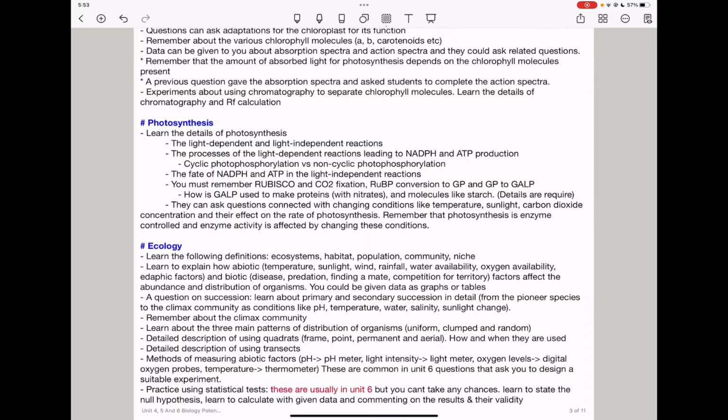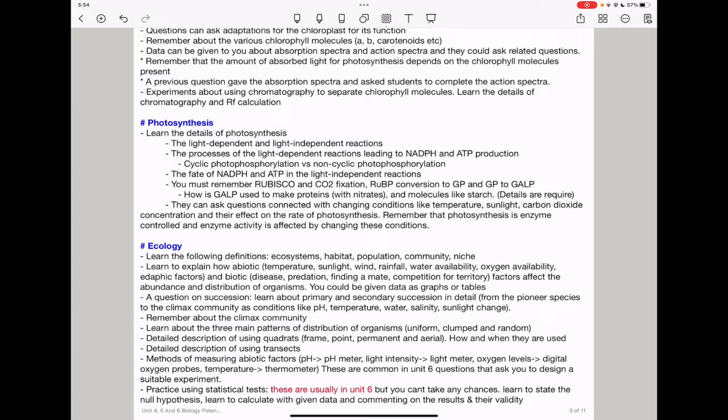You need to learn to explain how abiotic factors like temperature, sunlight, wind, rainfall, water availability, oxygen availability, as well as edaphic factors, and the biotic factors like disease, predation, finding a mate, competition for territory, and so on. You need to know how these factors affect the abundance and distribution of organisms within a specific ecosystem. You could also be given data in the form of graphs or tables, so ensure you fully understand the question before you attempt to answer it.